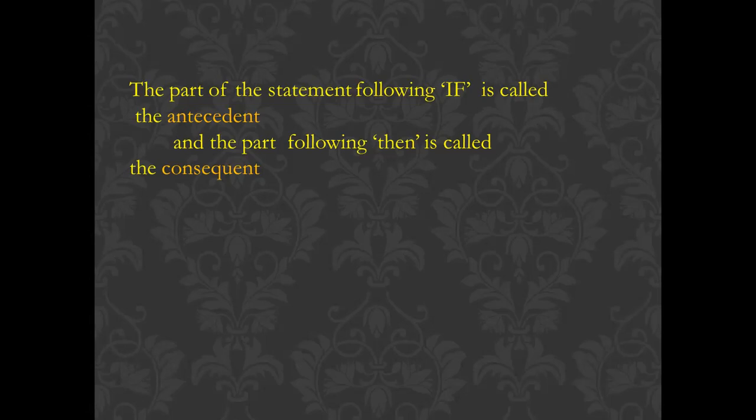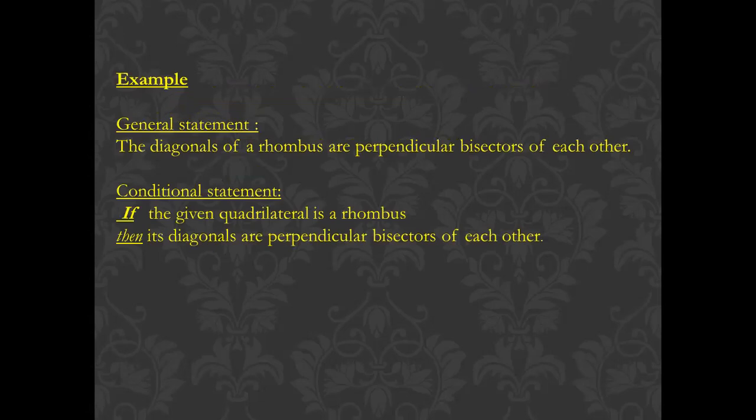We can discuss one example. Diagonals of a rhombus are perpendicular bisectors of each other. The statement can be written in the conditional form as: if the given quadrilateral is a rhombus, then its diagonals are perpendicular bisectors of each other. The first one is a general statement and the second one is a conditional statement.